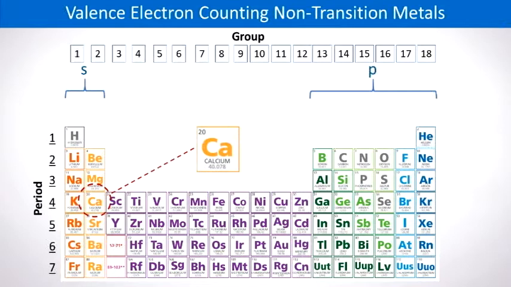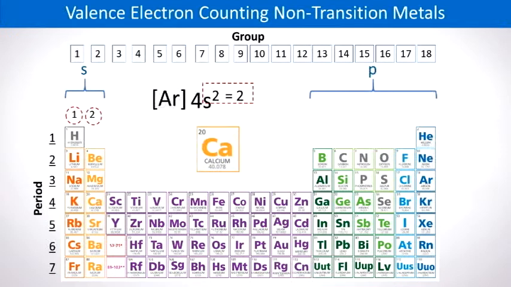Let's take another example, calcium. Calcium is located in group 2. Calcium has 20 electrons. Its electronic configuration shown here, where 4s2 is where we find the valence electrons, and that number is 2. We can obtain the same answer by counting 1, 2 for calcium located in group 2 or for any other element located in group 2.